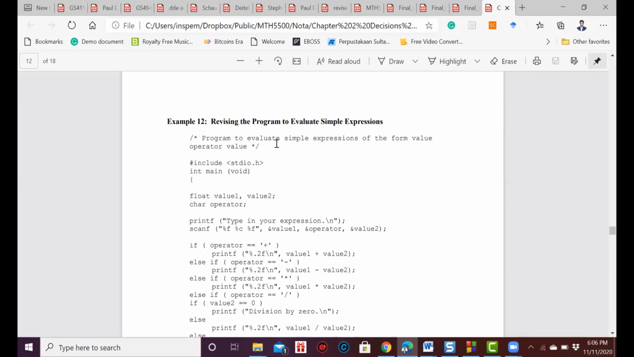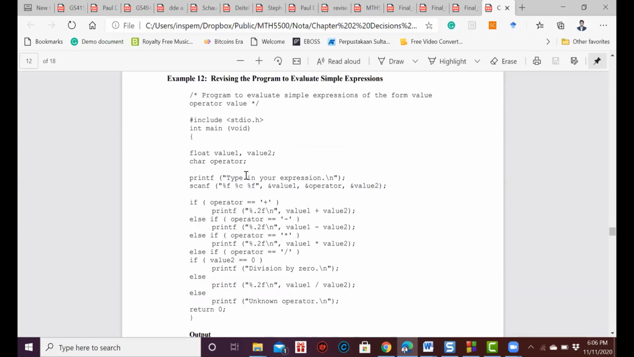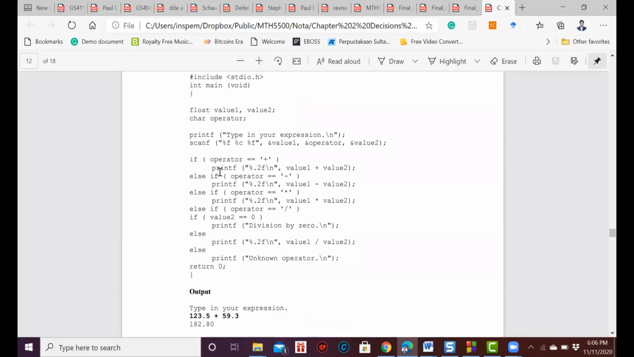Another example is revising the program to evaluate simple expressions. Okay, look here. We have a combination of many if else if here: if, else if 1, else if 2, else if 3. So in else if here we have another if else.